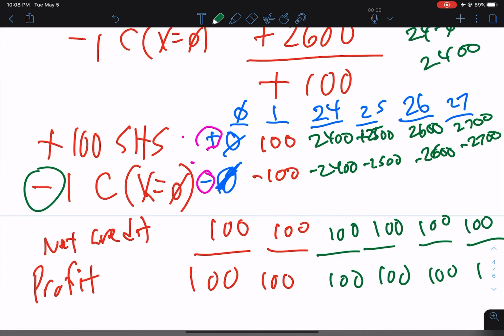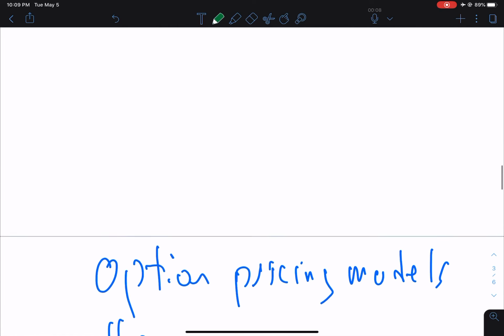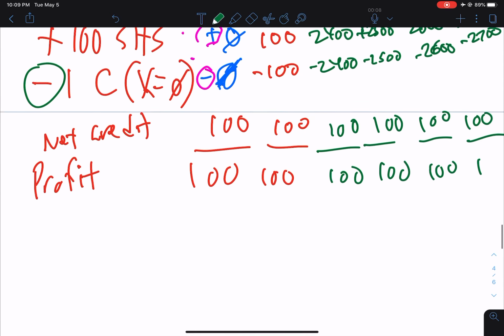Oh, don't know what I did there, folks. Sorry. Hold on. What I'll do is I'll erase this and I'll just put it right here, 100. There we go. Let me make that a little neater. Sorry. Trying to separate this last thing out here, and our profit is going to be 100.